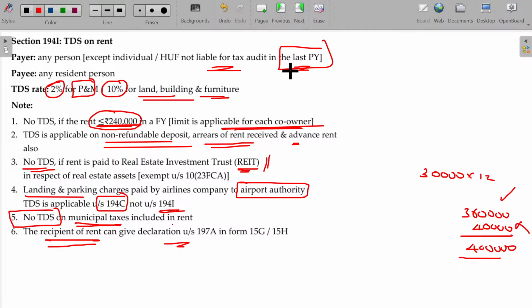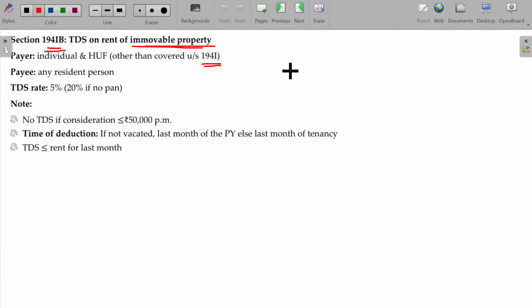Earlier, we have seen three sections. If you escaped from there, 194M is applicable. Similarly, if you escaped from 194I, then you may get caught under section 194IB. Provided here, rental value less than or equivalent to 50,000 per month is exempted. Here 50,000 per month means 6 lakhs rental per year.